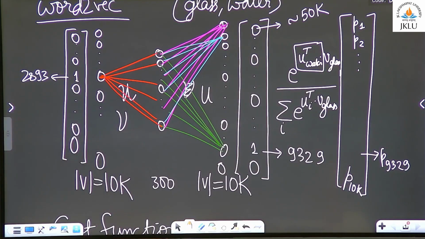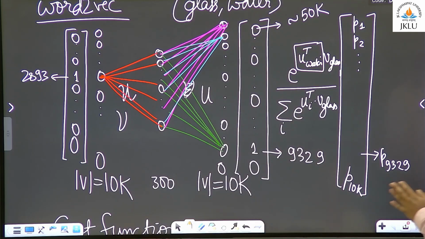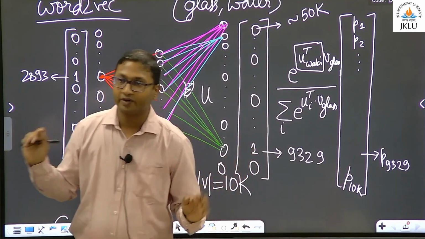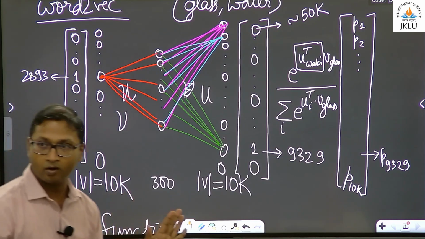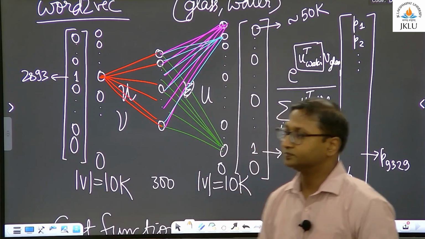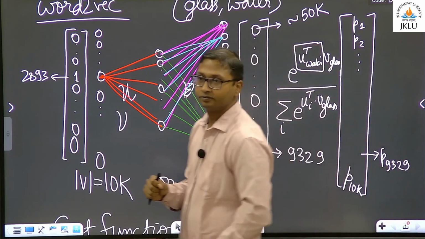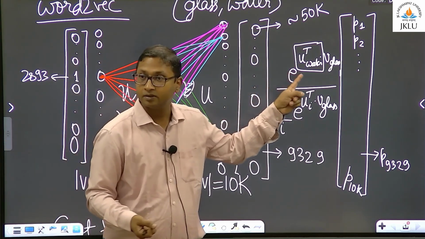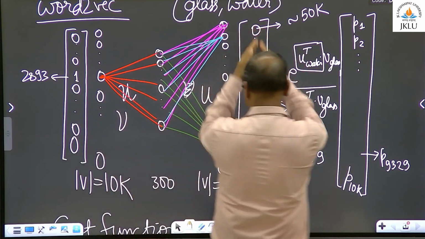For the time being, forget that it is inefficient. Somebody has given you an extraordinary supercomputer and you are able to compute this 10,000-way softmax easily. Drop this softmax inefficiency right now. Where are my word embeddings? Those probabilities? This whole thing is my word embedding?